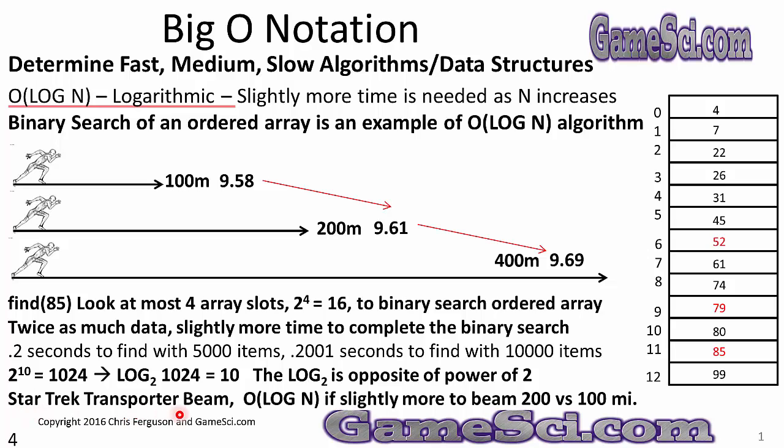Now let's go back to our Star Trek transporter beam. A transporter beam would be order of log n if it takes slightly more time to beam you 200 miles versus 100 miles. The transporter beam has to send your molecules somehow. Even if it sends it at the speed of light, it takes longer for light to travel 2 different distances. And if it sends it at the speed of sound, it's definitely going to take a longer time. If it takes 9.58 seconds to transport you 100 miles, and it takes 9.61 seconds to transport you 200 miles, and it takes 9.69 seconds to transport you 400 miles, that would be an order of log n transporter beam.